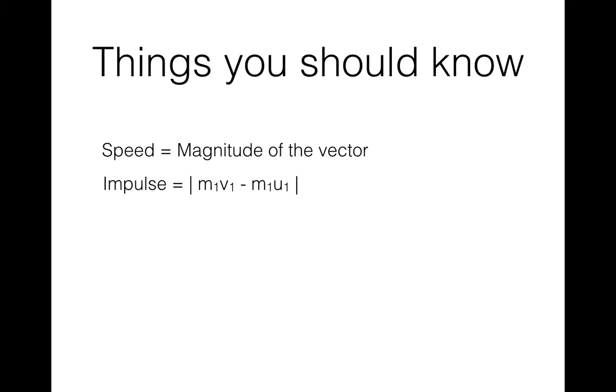Okay, other things you should know. Speed is the magnitude of the vector. So to calculate the speed, it would be the square root of the number in front of the I component squared plus the number in front of the J component squared. The next one is the impulse, and the impulse is the change in momentum. We always take the positive value of it. So the impulse is going to be the mass of one sphere multiplied by its velocity after the collision, minus the mass of the same sphere multiplied by the same sphere's velocity before the collision.